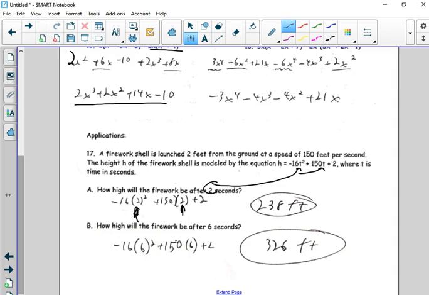The most common mistake is do negative 16 times 2 and get negative 32 and square that. Like 900 something. No, no, no. If you do that, you're going to have some huge answer that's going to be way off the chart, too high. Alright? Then plug in your 6 to do the same thing. 238 feet, 326 feet.